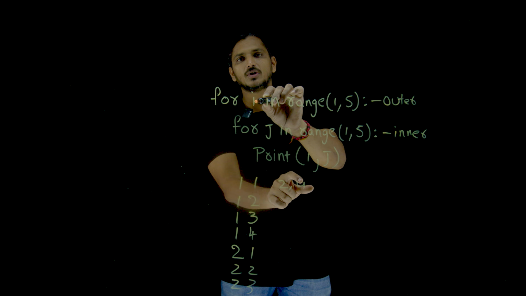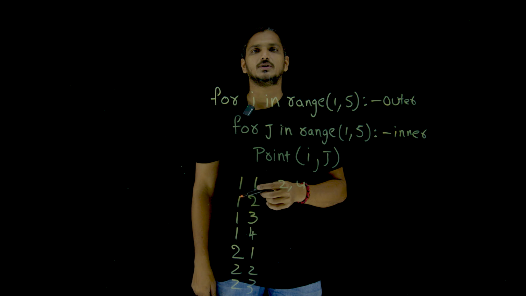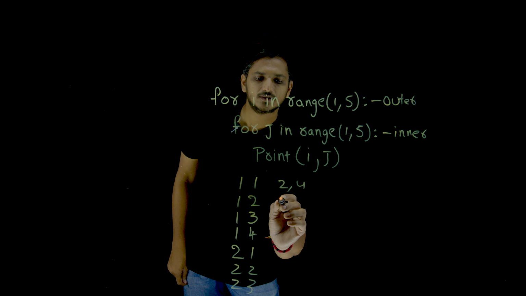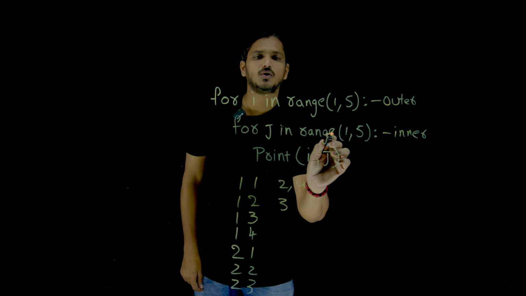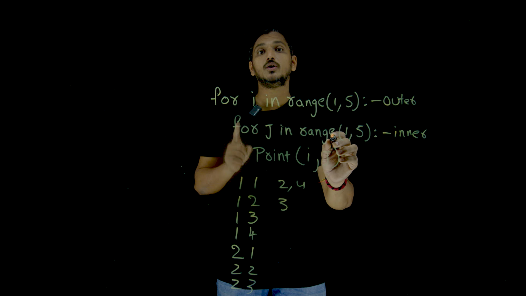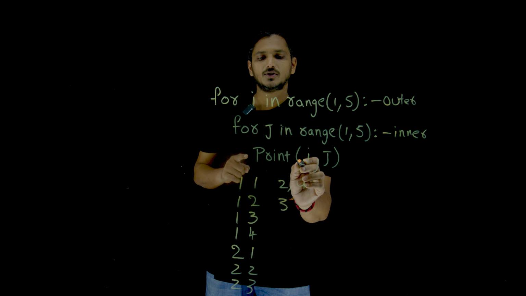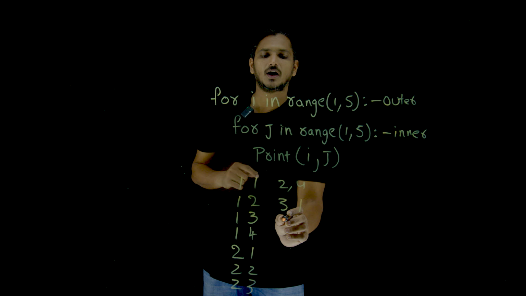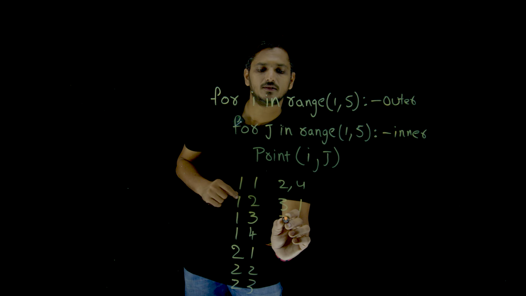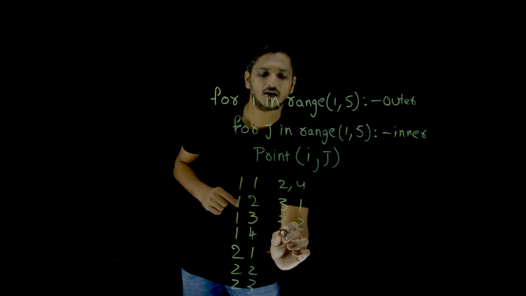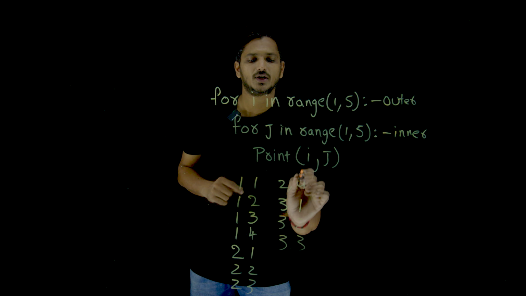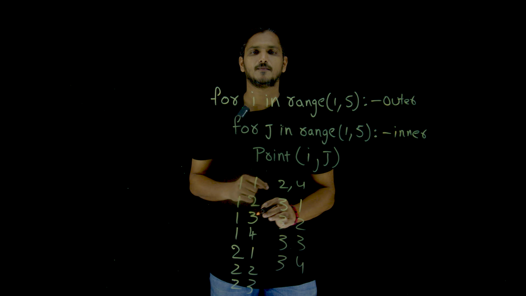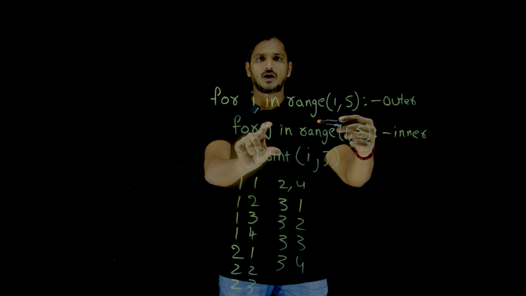With i is equal to 3, again this inner loop has to execute. So i is equal to 3, again where is j going to start? 1, 2, 3, 4. So j is equal to 1. If you display i j, you are going to get 3, 1. Again j, 3, 2. Again j, 3, 3. Again j, 3, 4. This inner loop has been completed.